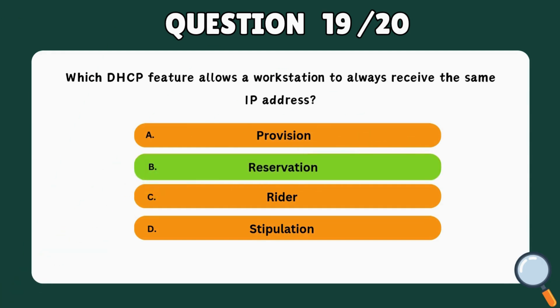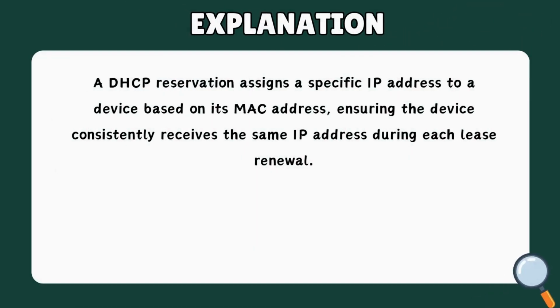Correct answer, B. Reservation. A DHCP reservation assigns a specific IP address to a device based on its MAC address, ensuring the device consistently receives the same IP address during each lease renewal.